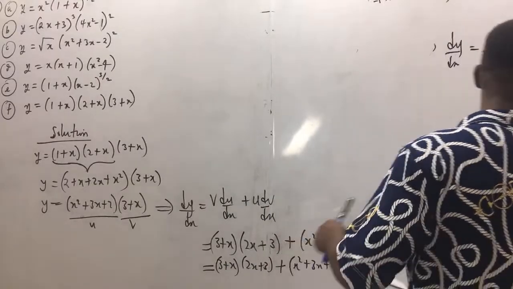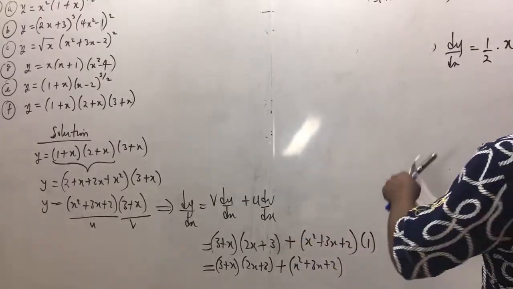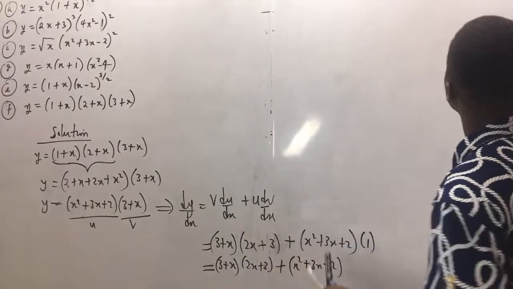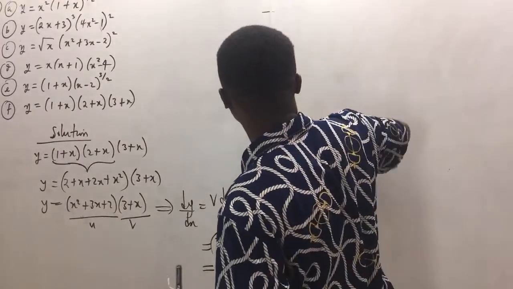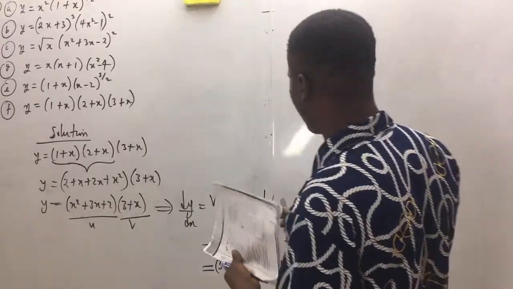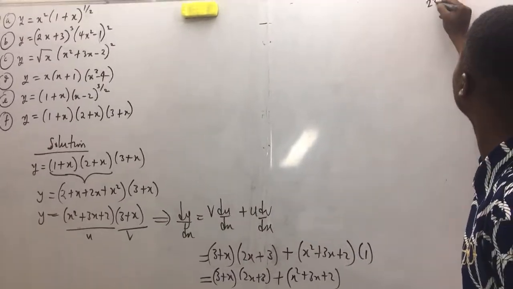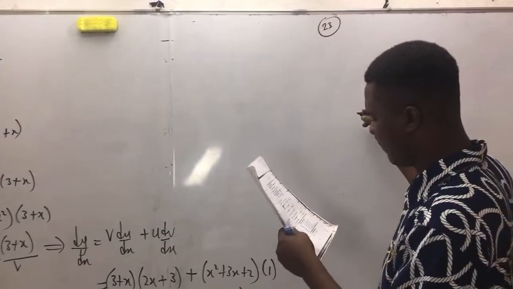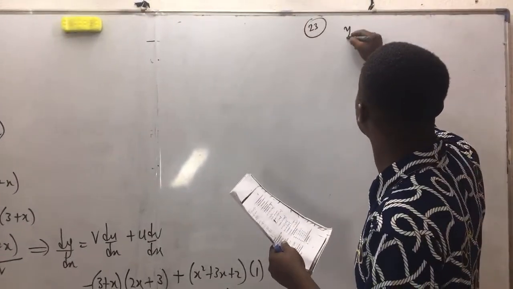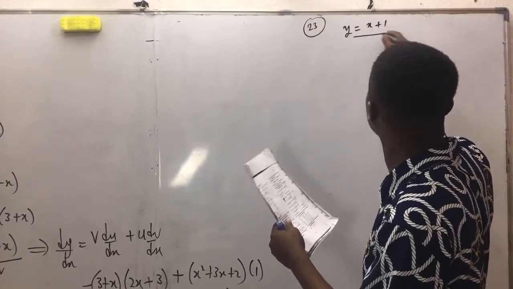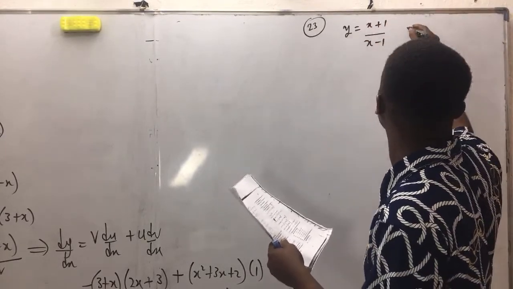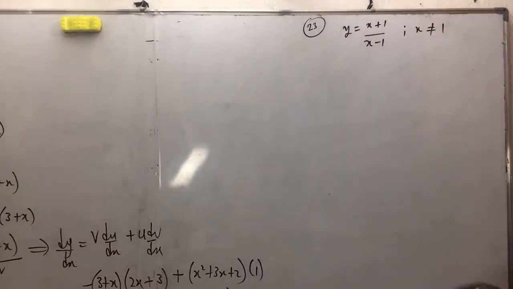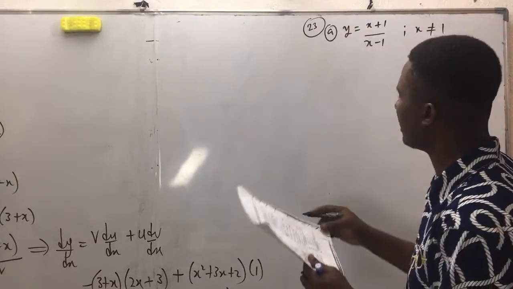So, let's move over to other problems. So I'm going to continue with problem 23. Let's see. So what does problem 23 say? For problem 23, we have this. Differentiate y equals x plus 1 all over x minus 1, where x is not equal to 1. So we are asked to differentiate that in A, question 23A.